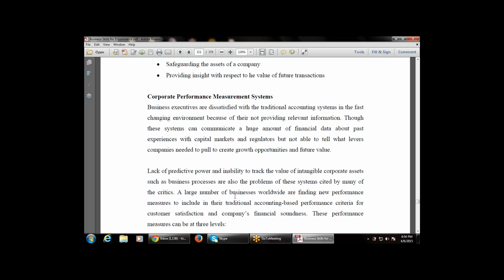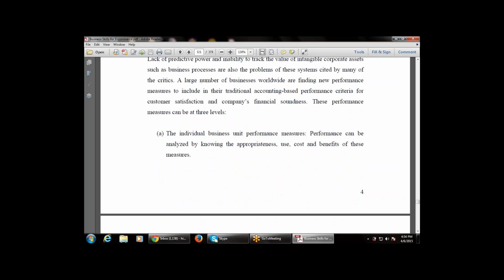Now, what are the various performance measures that are used? They are divided into three levels, three parts. First, the individual business unit performance measures. That is, individual business units are measured in different terms. Performance can be measured by knowing the appropriateness, use, cost and benefits of these measures. That is, performance can also be measured by understanding the concept of appropriateness.